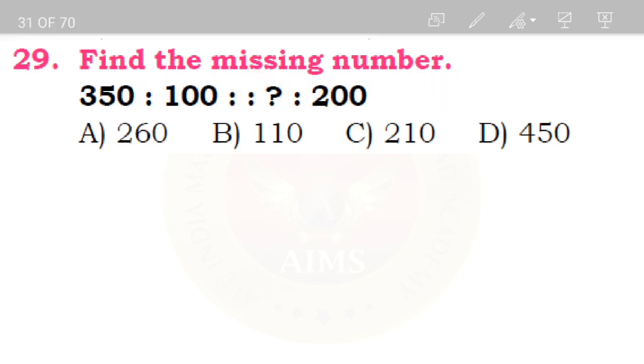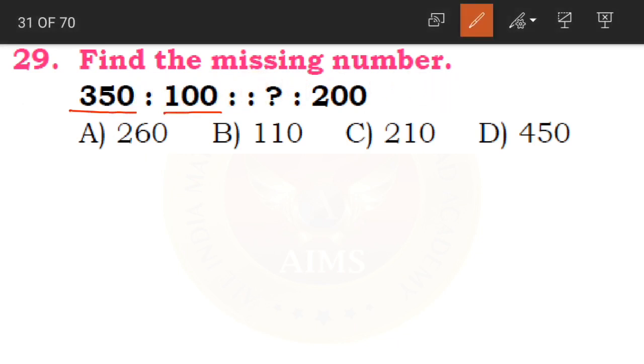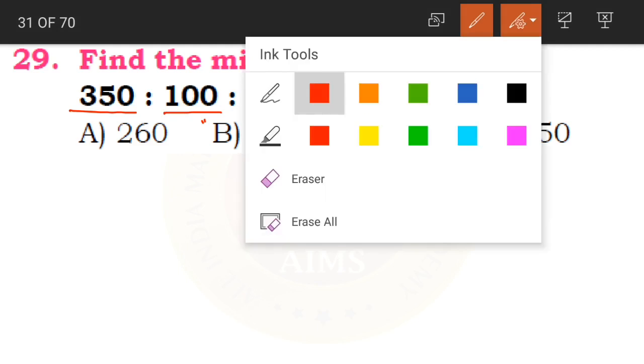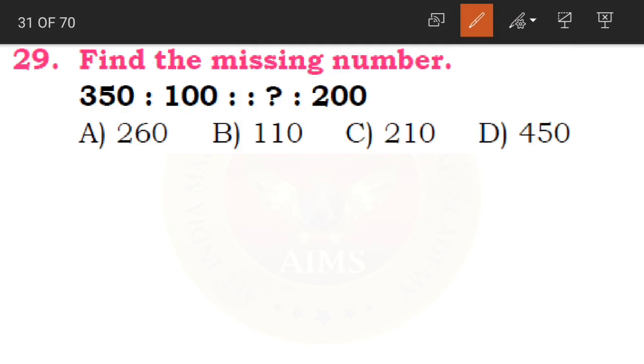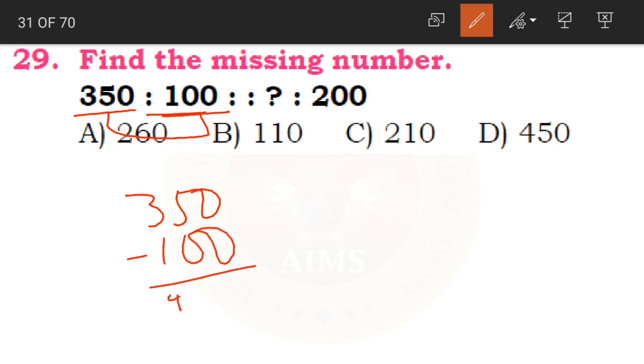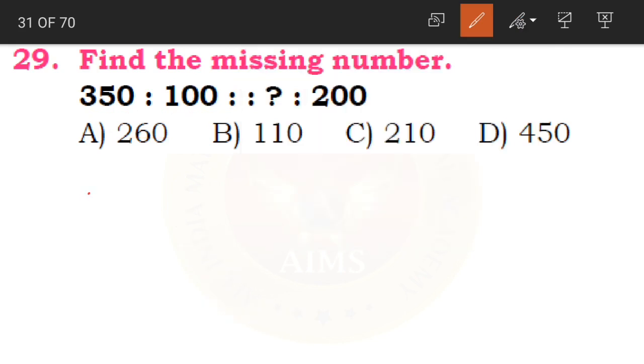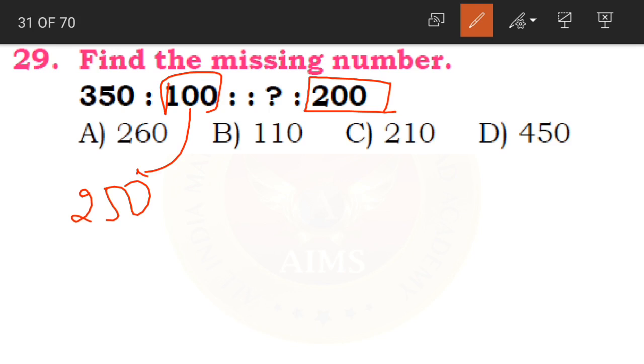Coming to question number 29. Again find the missing number. 350, 100 and dash is 200. See, 350 and 200, what is the relation? When we subtract these two, the answer is 250. So when we add 250 to 100, see children, what is the answer? 250. Yes, when we add 250 to 100, we'll get 350.